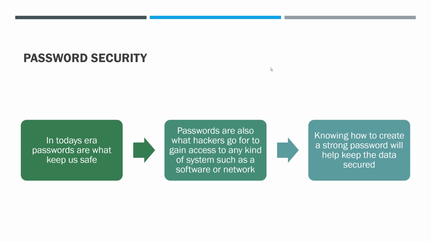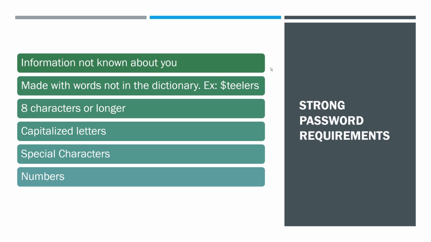Moving on, we'll look at the password security requirements. The first one is you want to make sure you're using information not known about you. You want a password that someone would not even think to try and guess. That information should not be known to anyone. The second one is to use words that are not in the dictionary.